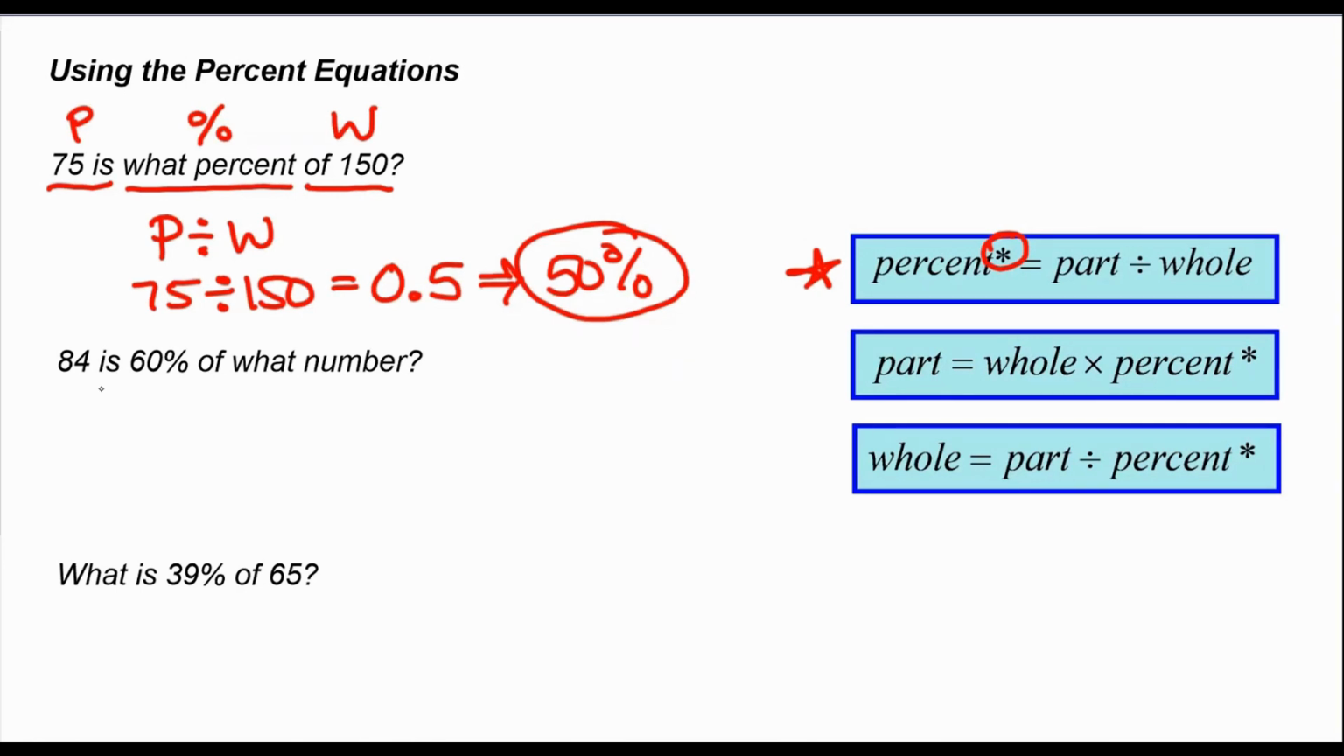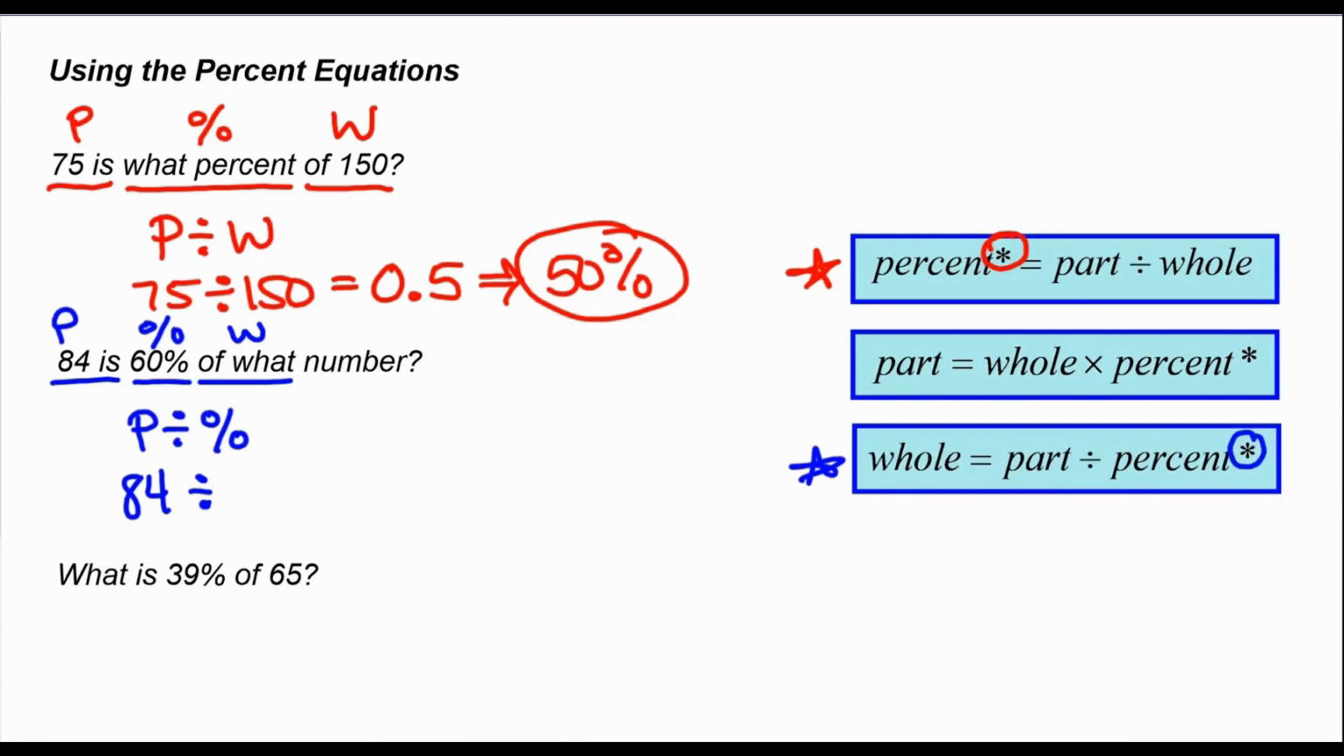Next one, 84 is 60% of what number? So 84 is the part, 60% is obviously the percent, of what number? So the whole is missing. Here we need to look for the equation that tells us what the whole is, and that's this last one right here. The whole is equal to the part divided by the percent. So I'm going to take the part divided by the percent to get my whole. The part is 84, and I need to divide it by the percent. Now you have to be careful because again, there's that asterisk there.